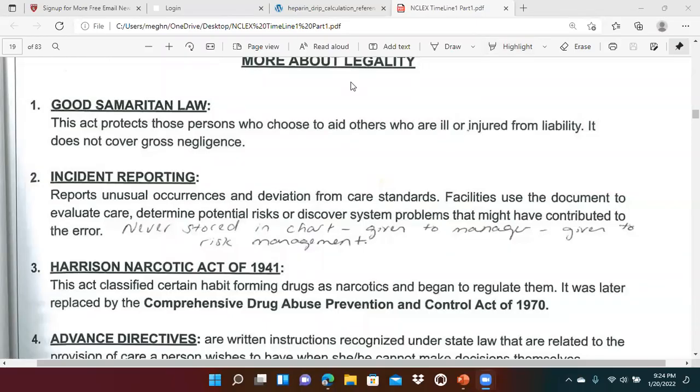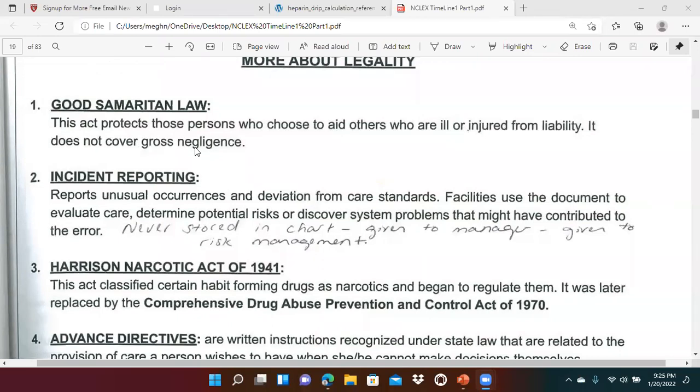Here we're going to focus more on some ethics and principle, particularly terminology. Here we go, the Good Samaritan law. It is an act that protects those persons who choose to aid others who are ill or injured from liabilities. It does not cover gross negligence.